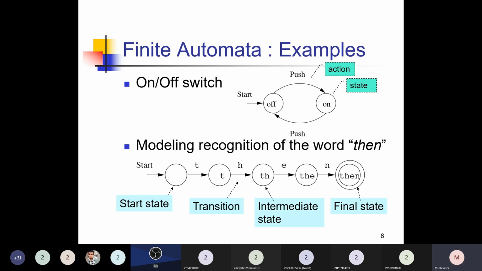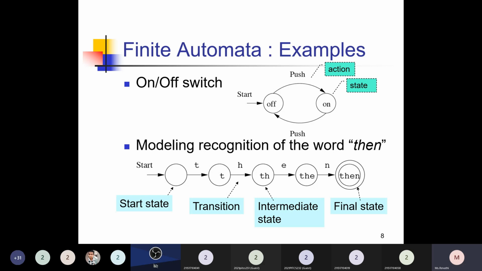Then we have two different edges. An edge is nothing but the arrow from one state to another state, which is labeled by some operation. See, push is one of the operations. Again, push is another operation. So what is the purpose of this operation? Based on the current state and the current operation, we can decide the next state.